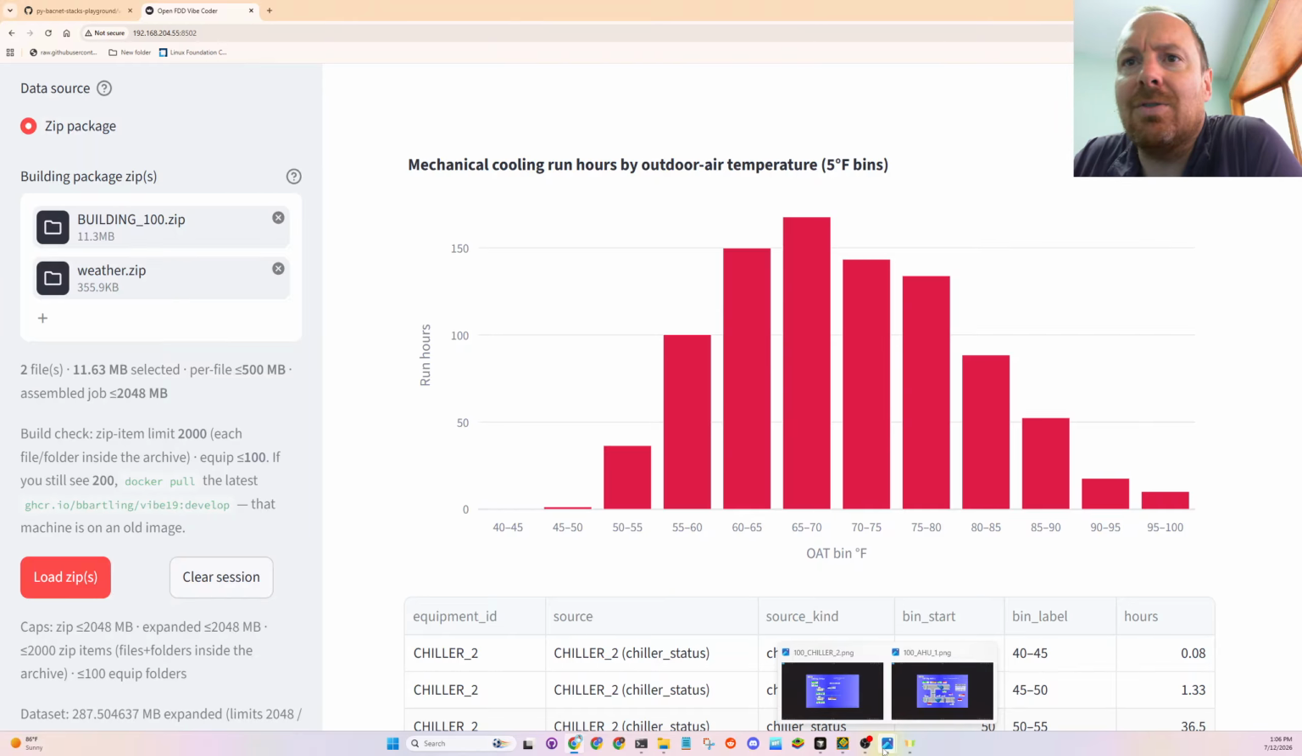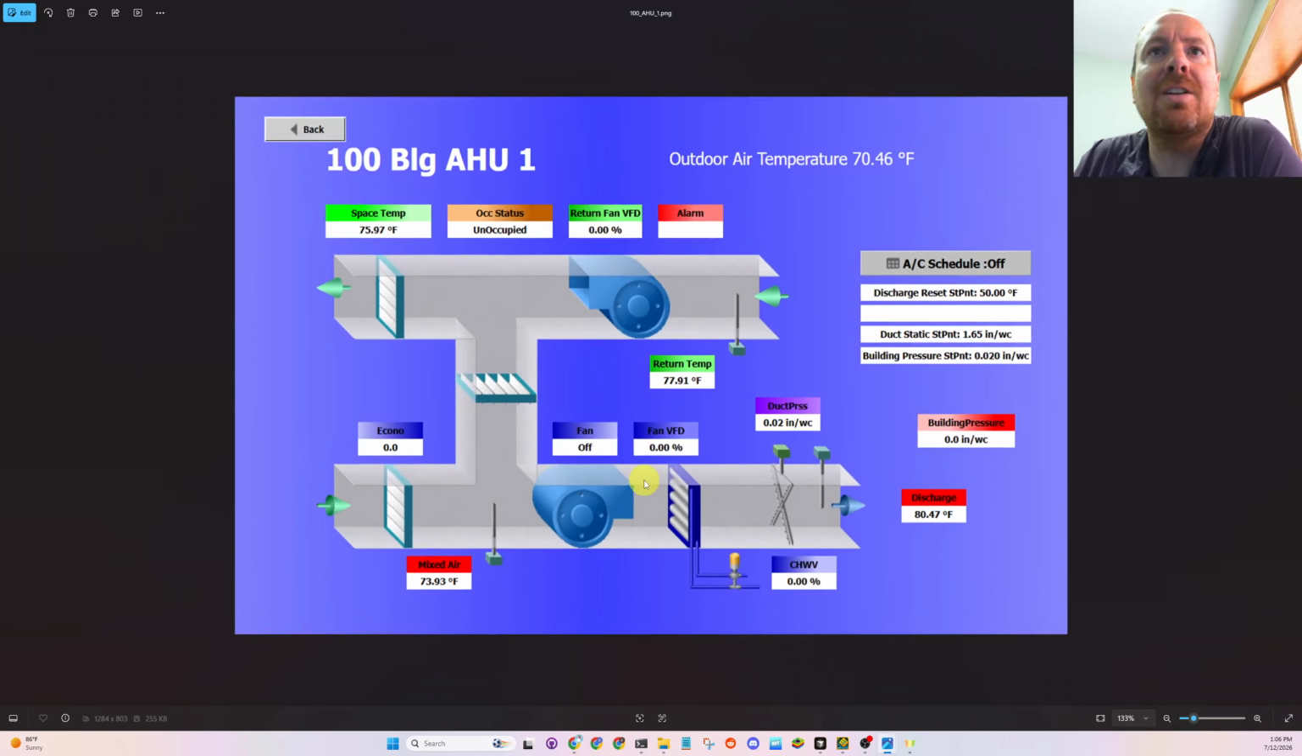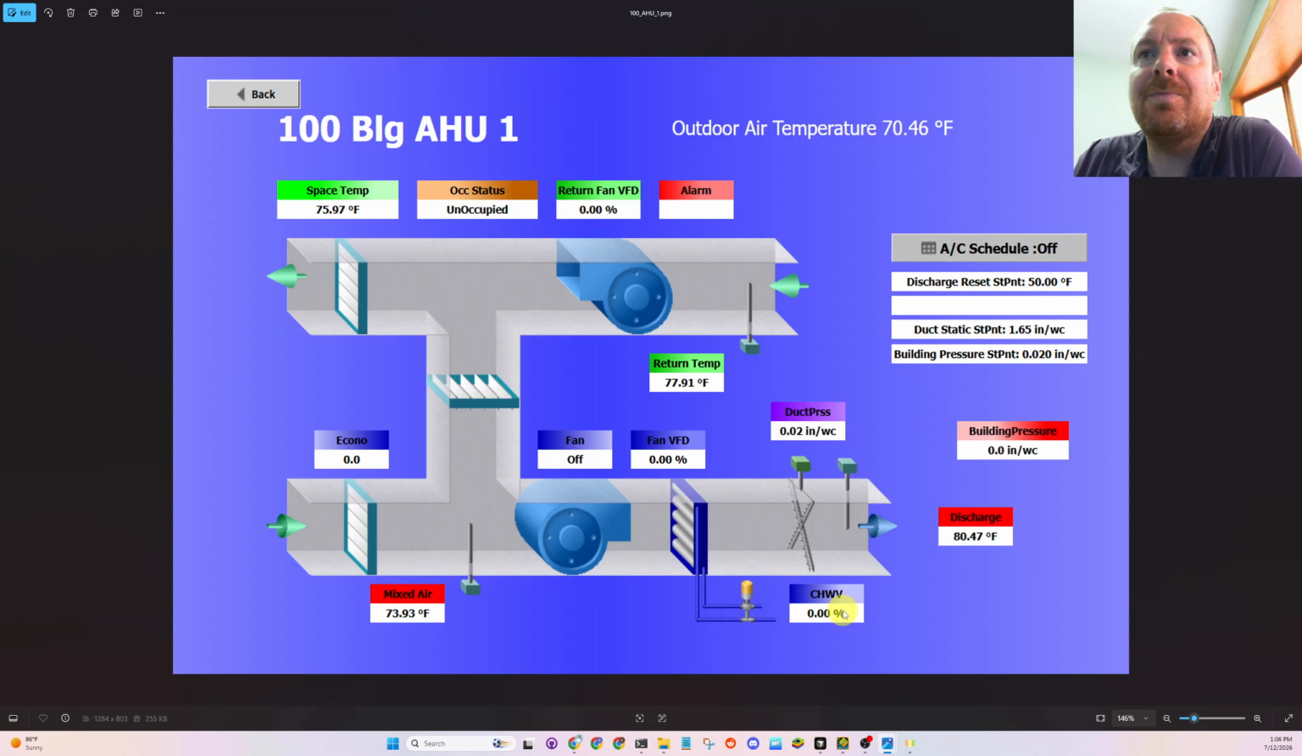Oh yeah, I think I forgot to show you guys this. Okay, so this is the air handling units. We talked about this yesterday. Duct static pressure sensor, discharge air temp sensor, building pressure, chilled water valve, fan, variable volume supply fan. This is a really old schematic.